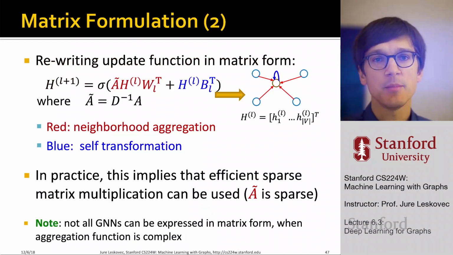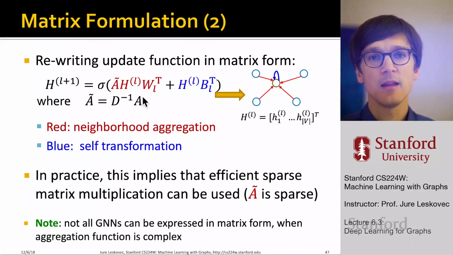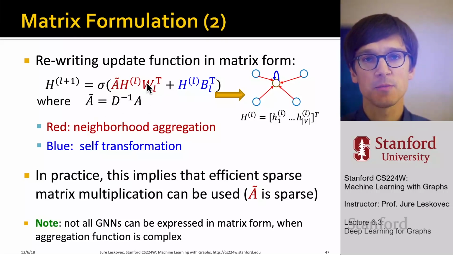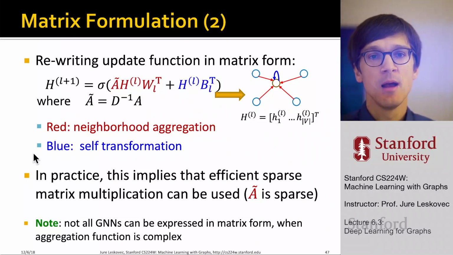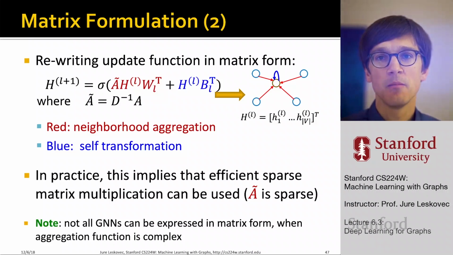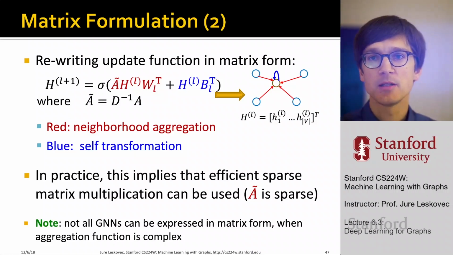So rewriting the update function in matrix form then is like this. It's basically take your embedding and multiply it with B, take the embeddings of the neighbors from the previous layer and multiply them with W. So the red part corresponds to neighborhood aggregation, the blue part corresponds to self-transformation. In practice, what this implies is that efficient sparse matrix multiplication can be used to train these models very efficiently. You can basically represent everything as matrices, and then you have matrix gradients, and everything will work very nicely.